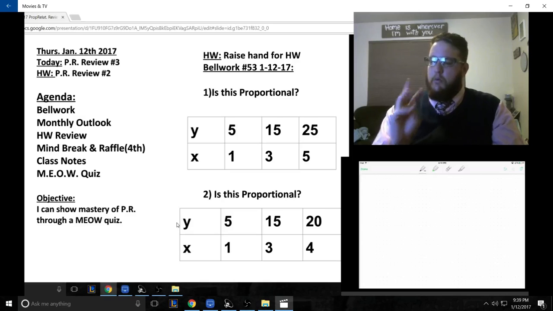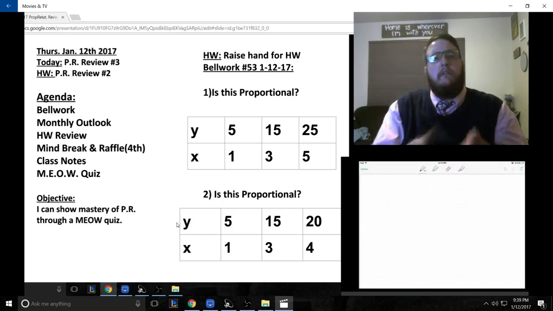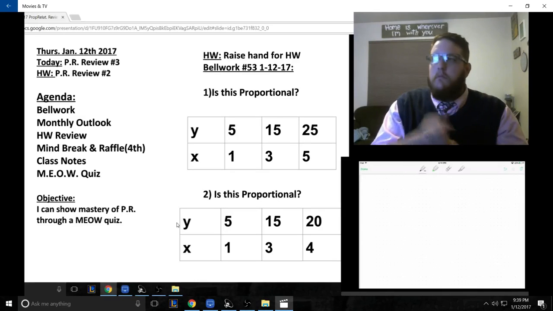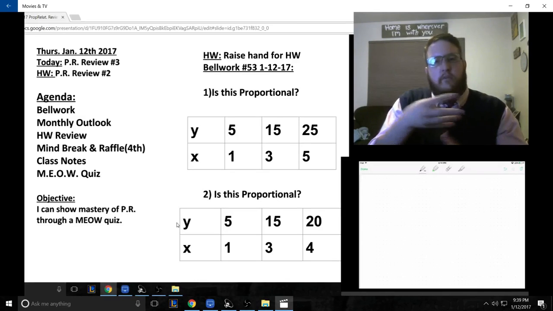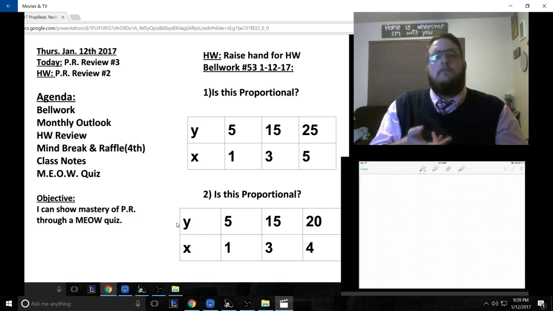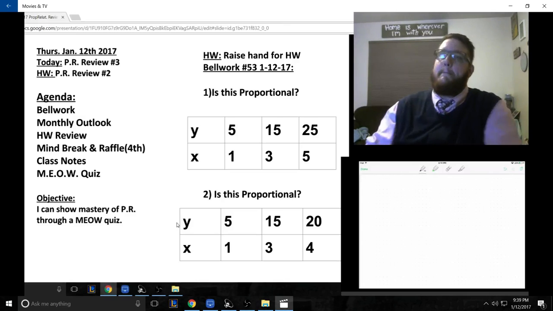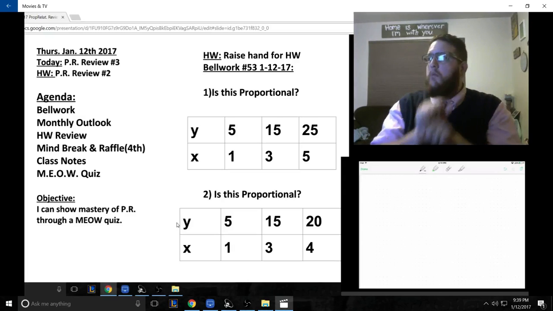and then at the end of the class we took a MEOW quiz. MEOW stands for Math End of Week Quiz. So at the end of each week we have a small assessment to determine whether or not the students have understood the week's lessons. Their objective was to show mastery of proportional rates through their MEOW quiz.